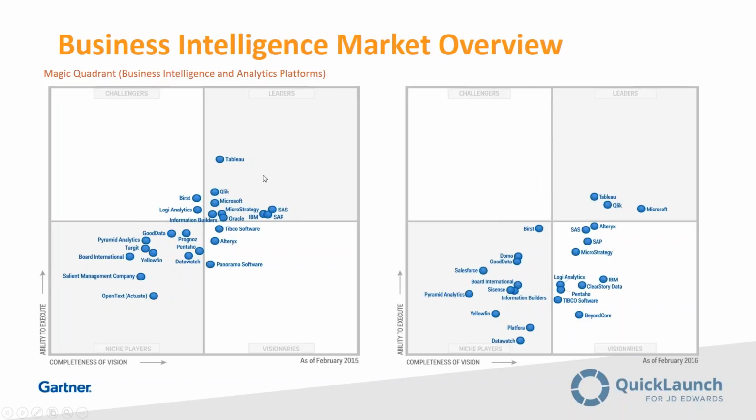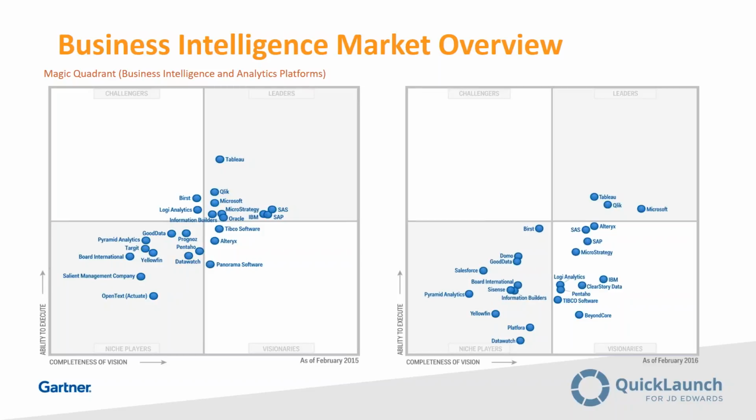On the right, you see the one that came out this year. On the left was last year's. The goal is you want to be in this leaders quadrant, and you want to be as far in the upper right. So that's basically you're the highest ability to execute as well as completeness of vision. So that's the goal.